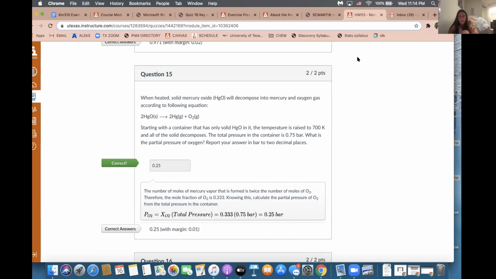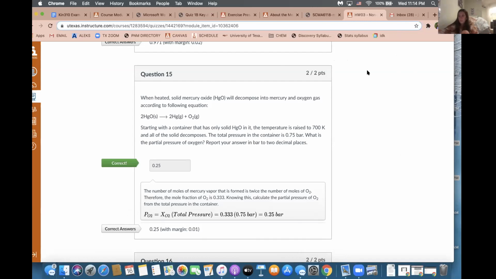Yeah. Okay. That's cool. If you look at this other one, I think it doesn't give it to you? The mole fraction of O2 is 0.33. It doesn't give it to you. But it does give you the mass, I think. If you follow the same amount of steps.